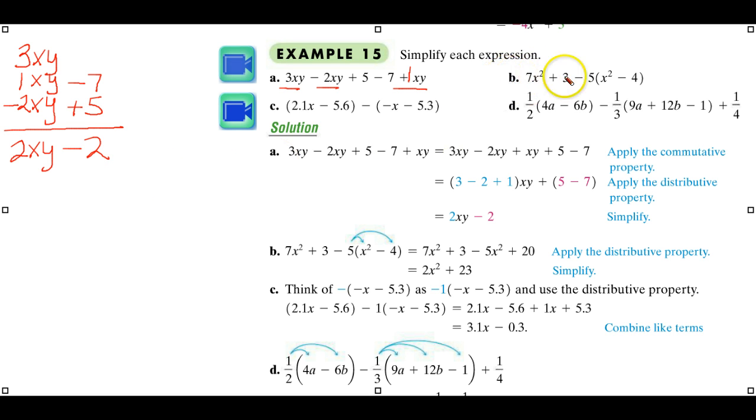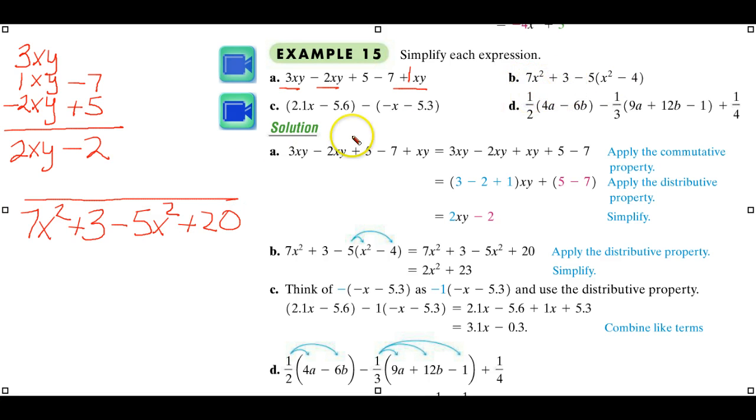Now in letter B, we have to get it out of the parentheses here. So let's do that. So we're just writing these two there, but now we're going to distribute as we take it out of the parenthesis. This becomes a negative 5x squared, and then negative 5 times negative 4 is a positive 20.